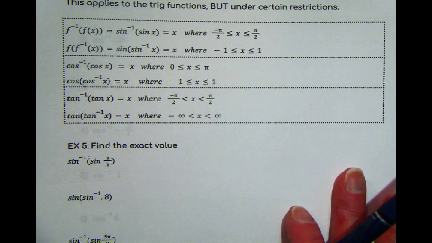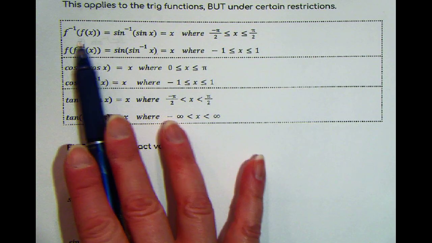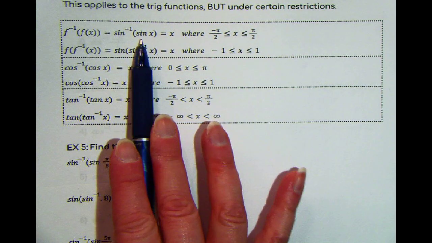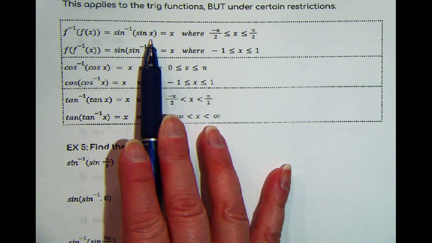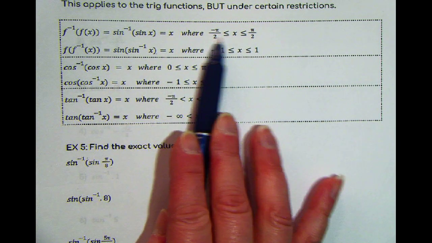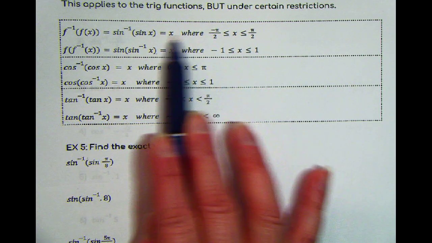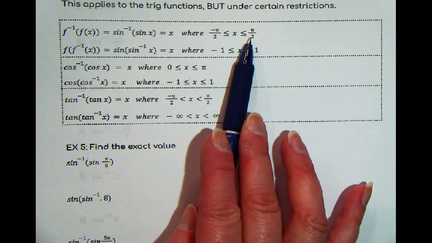But again, you have certain restrictions because of how the graphs are set up. So if you have an inverse and a regular trig function, if they're matchy-matchy and one's an inverse, if the inverse sine is on the outside, 9 times out of 10, this value is going to be your answer as long as it fits these stipulations. So if this value is between negative pi over 2 and pi over 2, that's your answer.